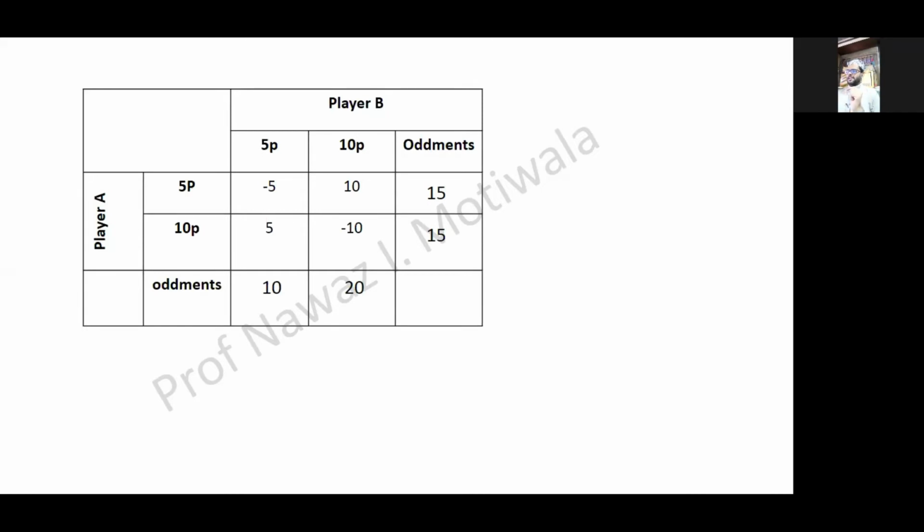It will be 15 divided by 30. The second strategy will also be 15 divided by 30. For player B, it will be 10 divided by 30. And for player B, the second strategy will be 20 divided by 30.